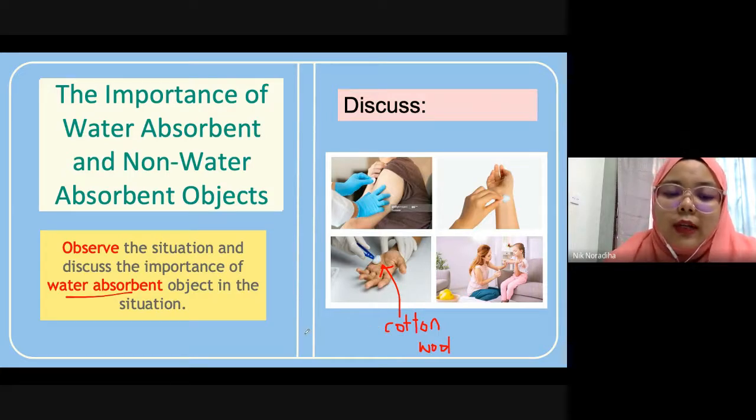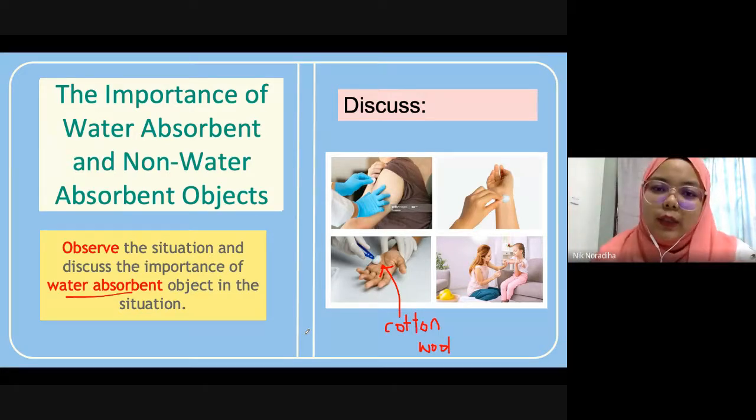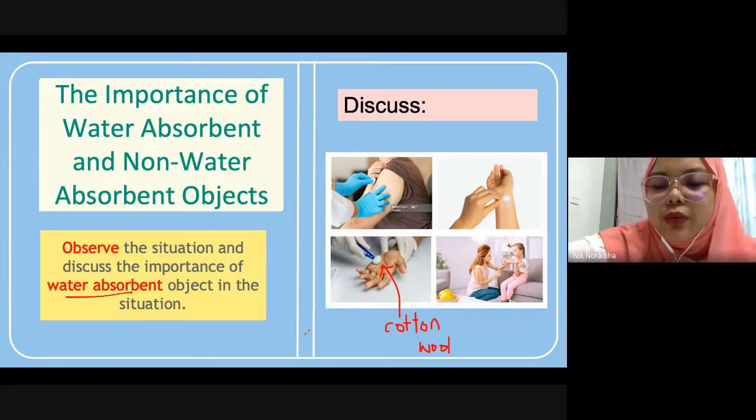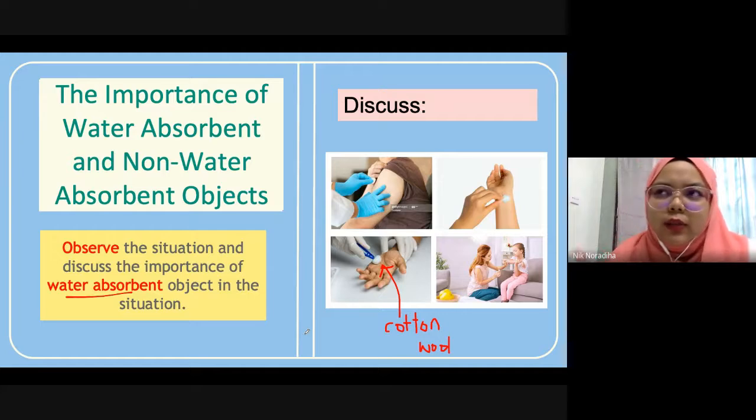Aside from water, cotton wool can absorb things in the form of liquid as well. What is the meaning of liquid? It looks like water. So like water, our blood, even though it's not exactly like water, is in liquid form. What is liquid form? It looks like water. That is the easiest way for you to memorize. So, this cotton wool we can use to treat small injuries because it can absorb the blood. So this one is the second example.